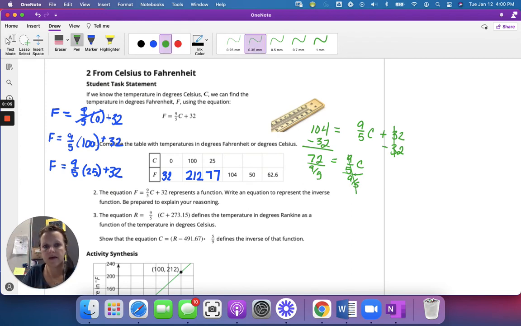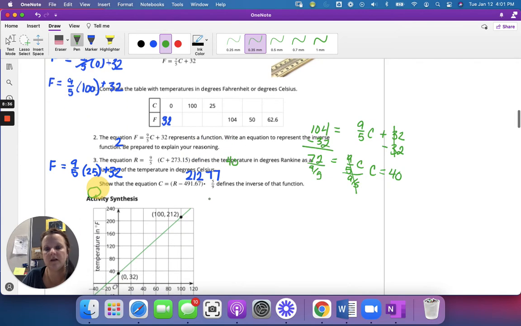And I get C equals 40. Okay? That's a lot of work each time I want to find C. So what I actually want to do is, I'm looking ahead to number 2. The equation F equals 9/5 C plus 32 represents a function. So let's write an equation to represent the inverse function. Be prepared to explain your reasoning.